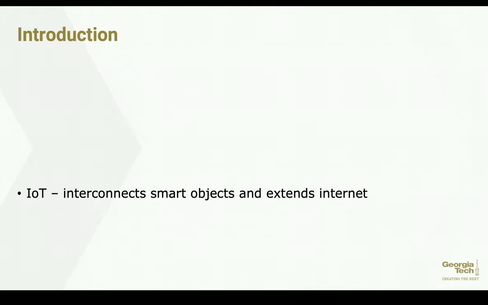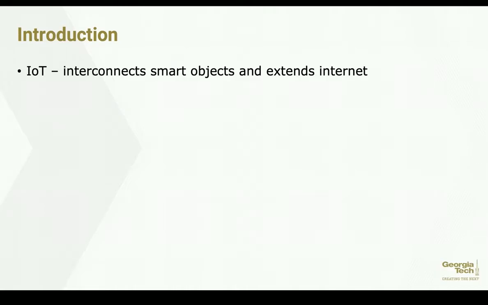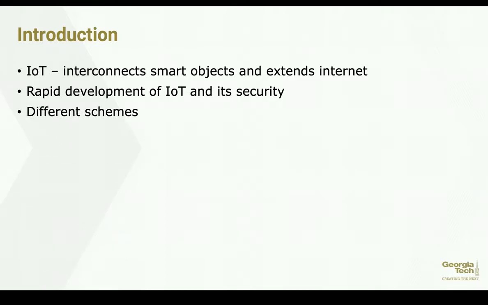All right. So in the introduction section, IoT interconnects smart objects and extends the internet, the basics of IoT. Rapid development is happening in the IoT space, and so security needs to cope with this development. It should be really secure, and the different schemes, right? That is the next important topic the paper discusses.